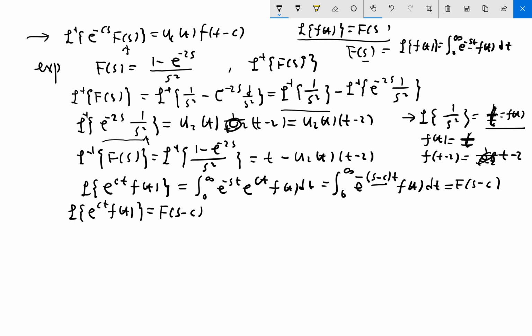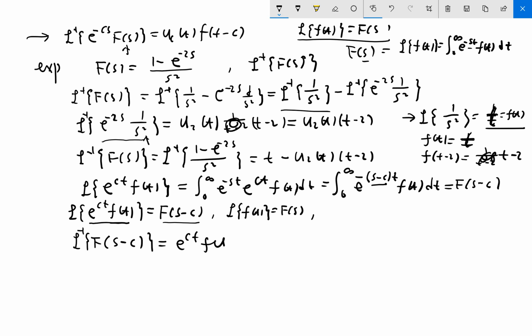What does that mean? If you know the Laplace transform of small ft is capital Fs, and you're looking for this whole thing, you just need to shift F there, replacing s by s minus c. So this formula, every time we learn a formula, we'll learn another one. Another one is like this: the inverse of capital F of s minus c gives you e to the ct ft.